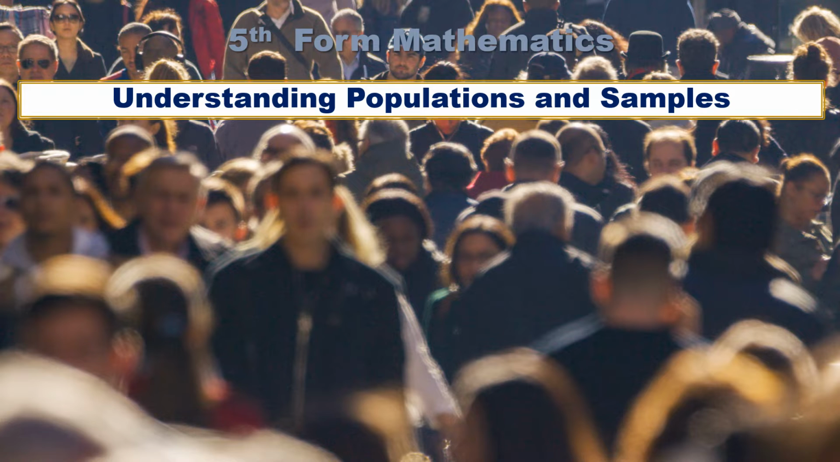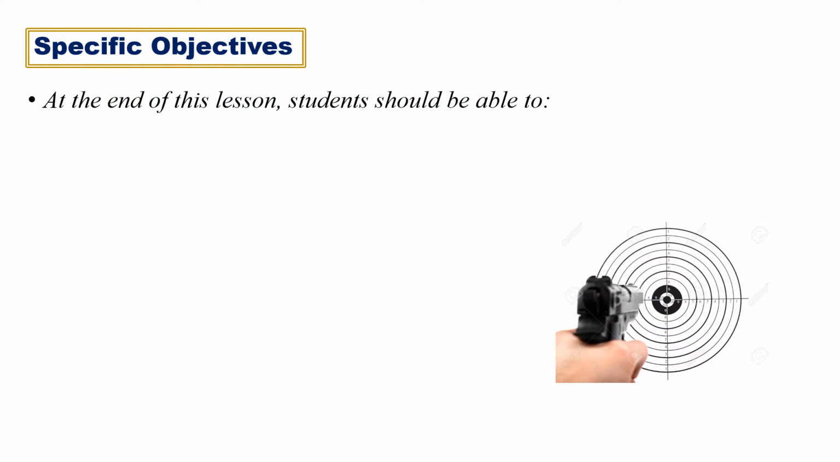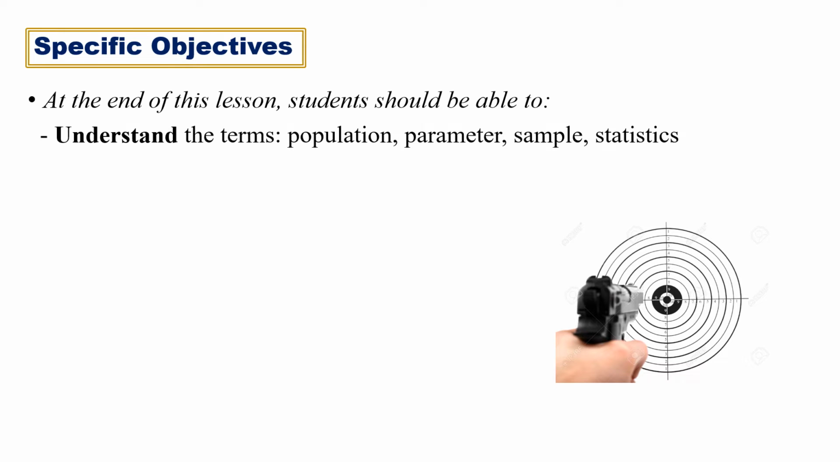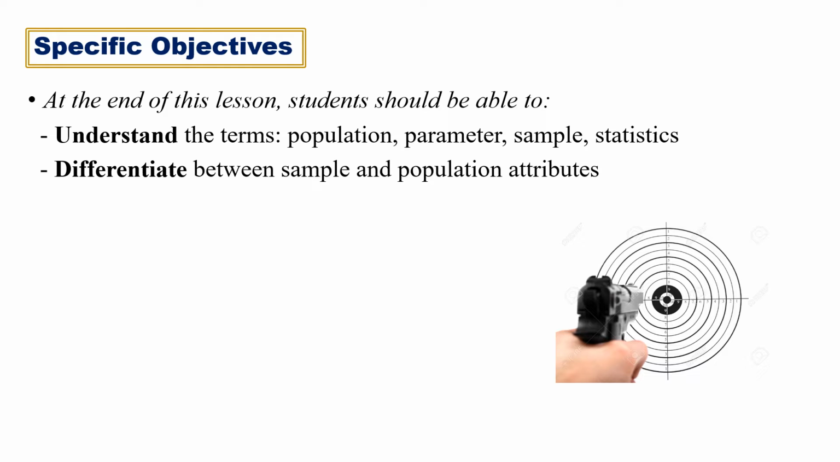the whole. To do that, it is important that we have a sound understanding of the concepts of population and samples. The specific objectives: at the end of this lesson, students should be able to understand the terms population, parameter, sample, and statistics, and differentiate between sample and population attributes.